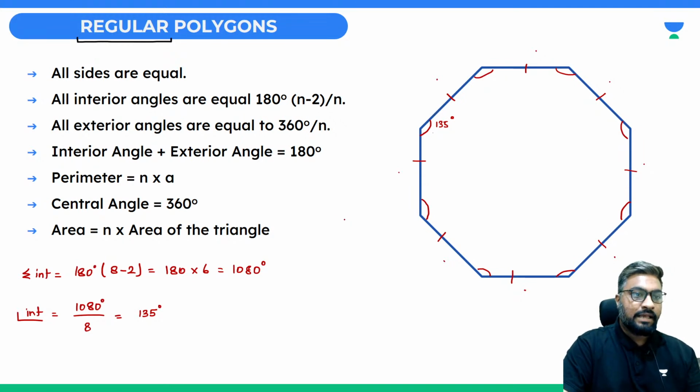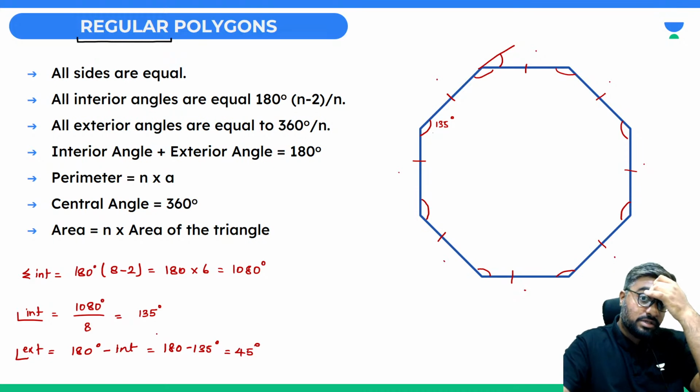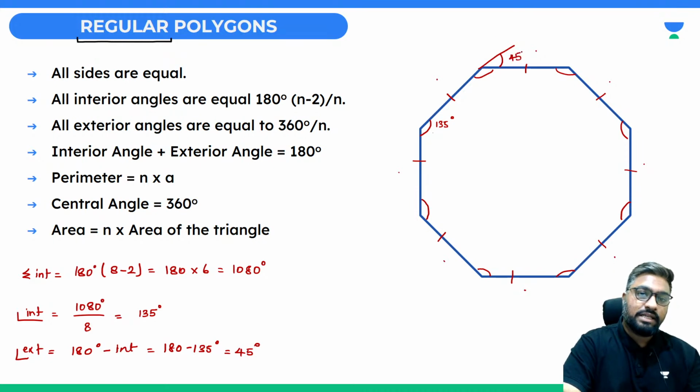Next, since all the interior angles are equal, automatically all the exterior angles will also be equal, correct? So you can find out the measure of any one exterior angle by doing what? One of two things. One, you can find out an exterior angle's measurement by going 180 minus the interior angle. So 180 minus 135 gives us 45 degrees. So we can find out all of the exterior angles to be 45 degrees in this case.